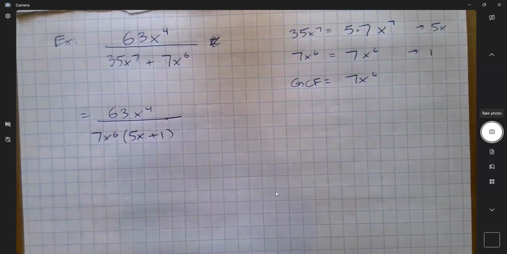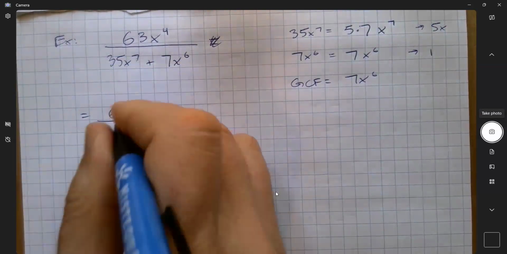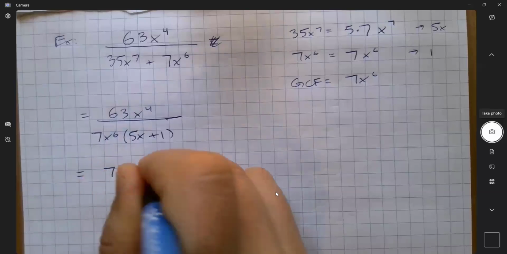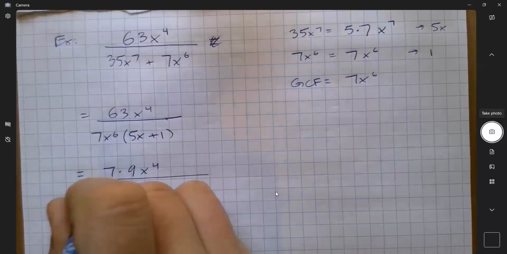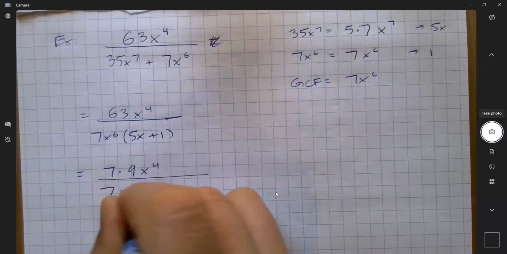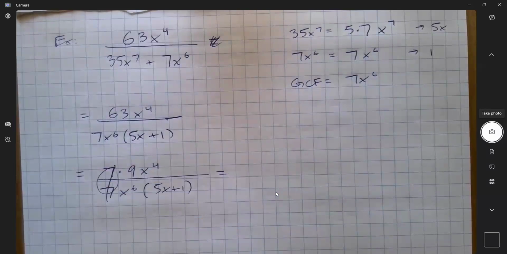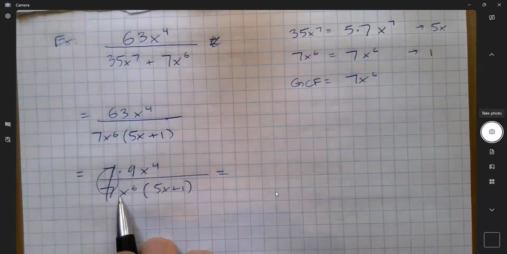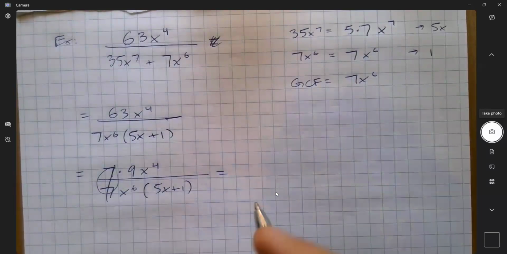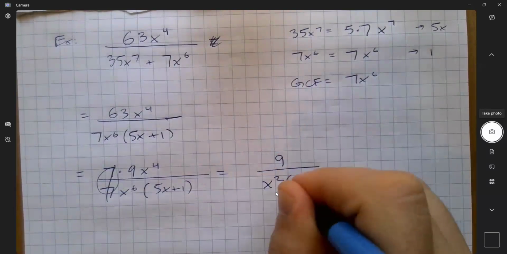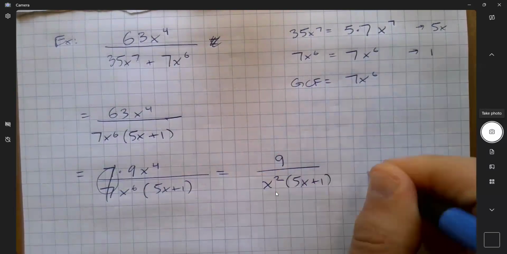And now I want to do some cancellation in the top and the bottom. So 63 is 7 times 9, and I have 4 x's. And then I have a 7x to the 6th and a 5x plus 1. So the 7's cancel. And thinking back to our cancellation of variables, if I have 4 in the top and 6 in the bottom, that's going to leave an x squared in the bottom. And now I'm done.